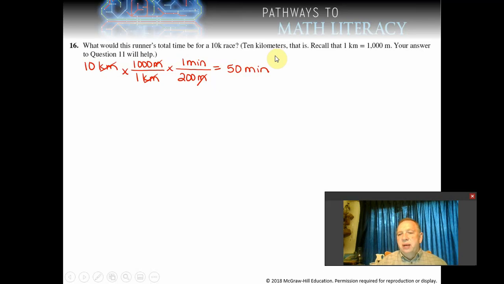The minutes are on top. So this is the same thing as that conversion factor. 1 minute I travel 200 meters, or 200 meters every 1 minute.